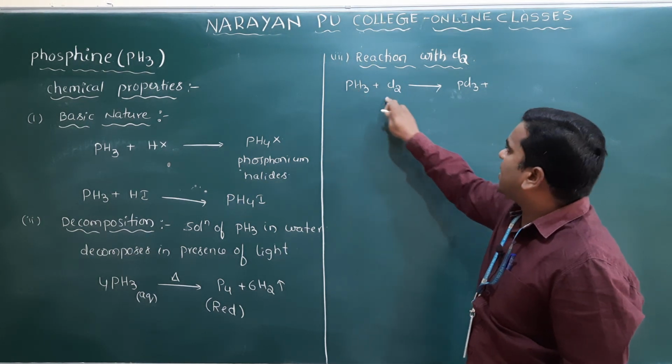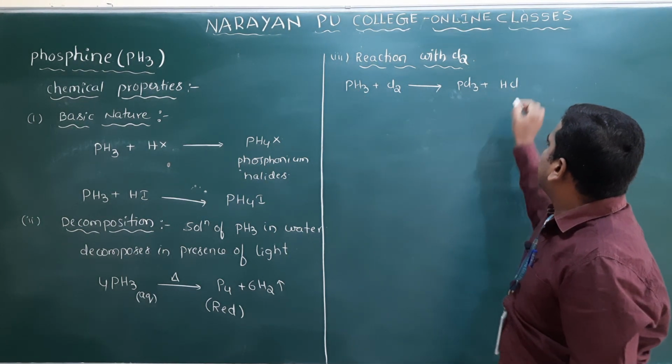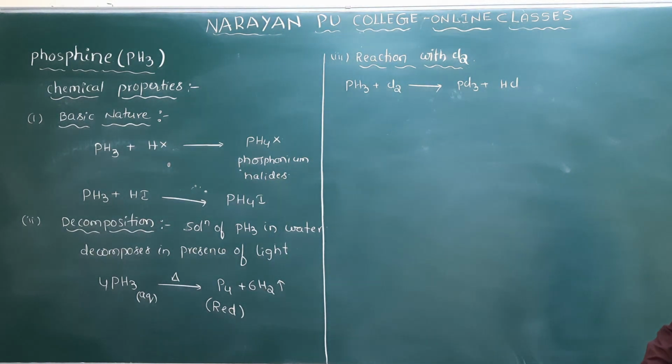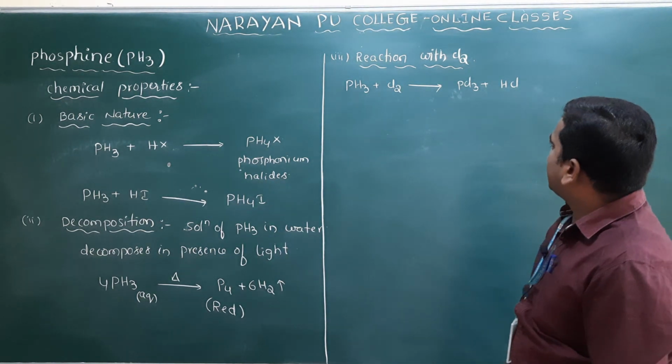Clear? And H is there. H and Cl will be removed as HCl. Now balance the reaction. How to balance the reaction here?